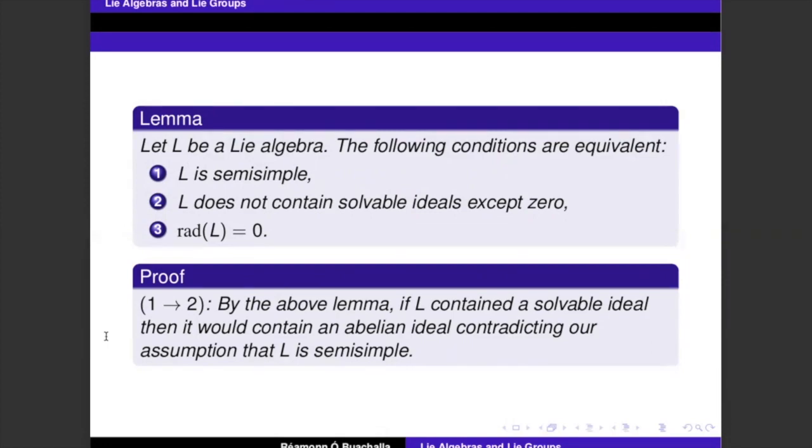So by the lemma above, if L contained a non-zero solvable ideal, then it would contain an abelian ideal, and that would contradict our assumption of semisimplicity, because semisimplicity requires that there are no non-zero abelian ideals. The assumption of a solvable ideal would imply the existence of such an ideal, so it can't happen.